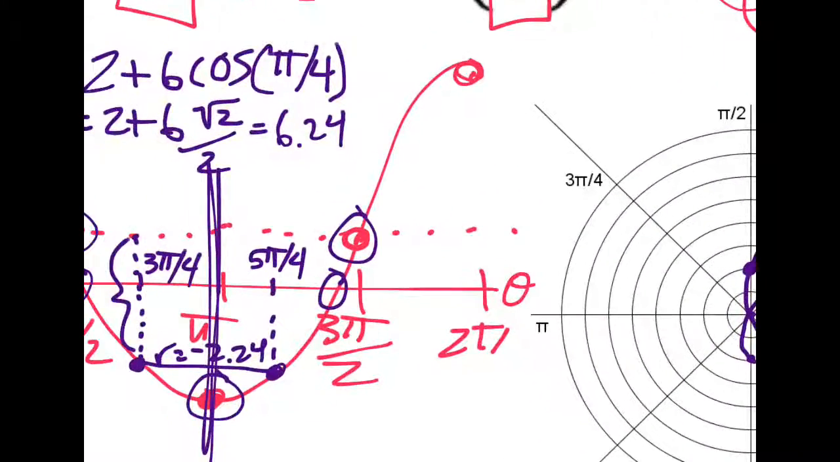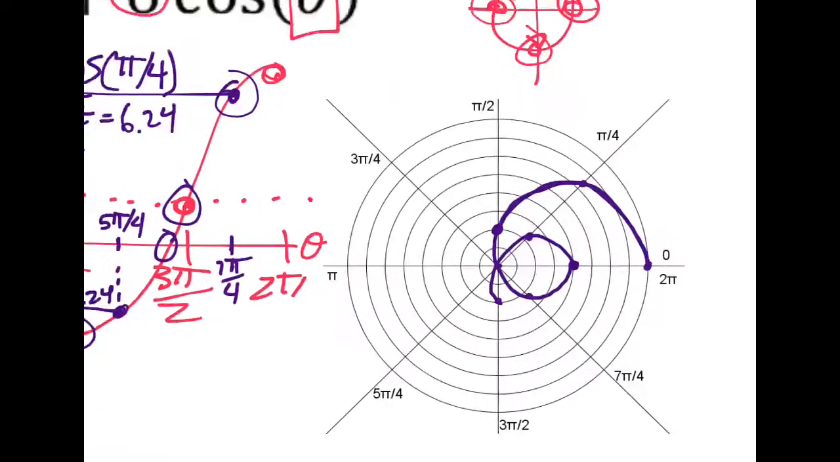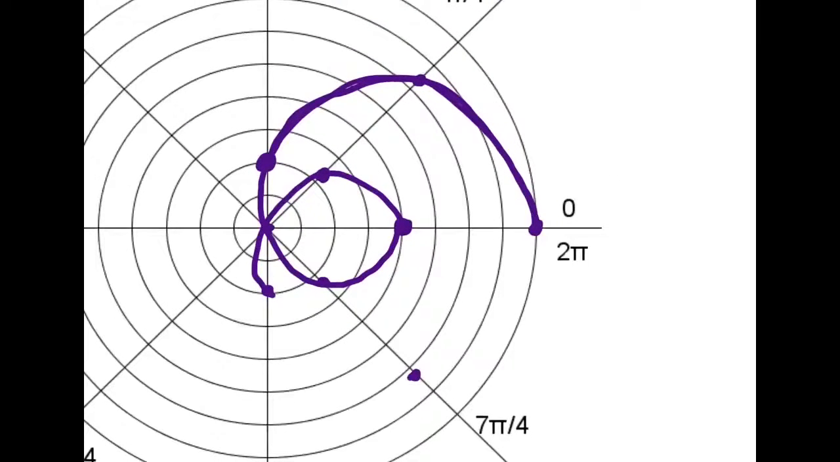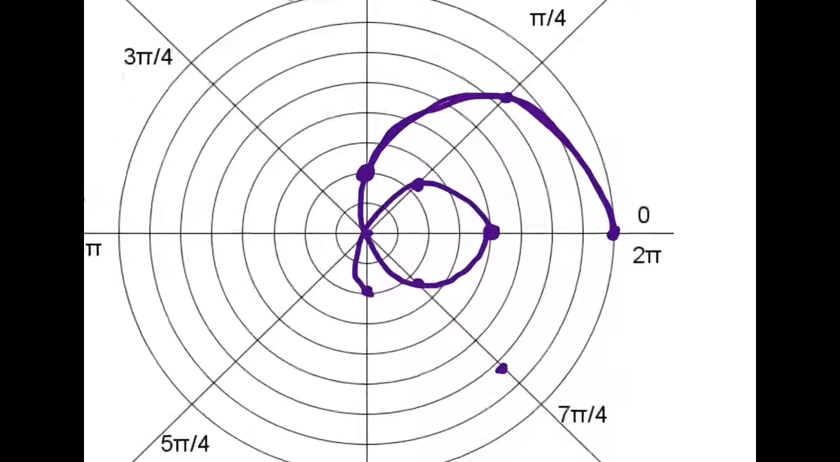Continuing through, again, let's check this value, 7 pi over 4. We know that that value will have the same radius as that value right there, 6.24. So at 7 pi over 4, we have 6.24. 1, 2, 3, 4, 5. 6.24 is right there. Again, notice perfect symmetry with the one above it. And then finally, cosine function is going to end right where it started, back at its maximum value. And so we end back at this same point.